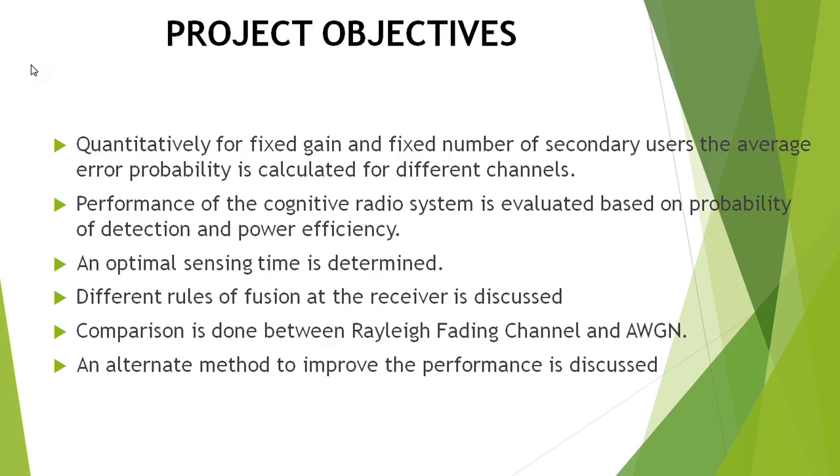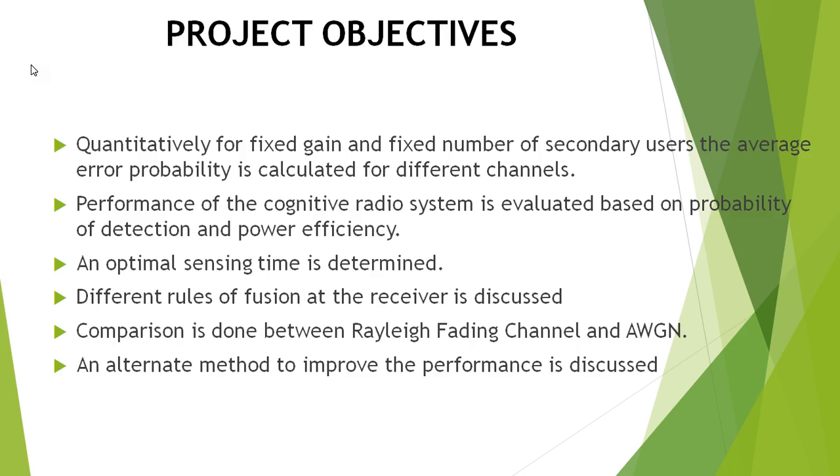The main objectives of doing this project have been stated in this slide. First, we have quantitatively tried to find out, for a fixed gain and a fixed number of secondary users, the average error probability for different types of channels. Secondly, the performance of the cognitive radio system has been evaluated mainly based on two important factors, probability of detection and power efficiency. Thirdly, an optimal sensing time has been determined.